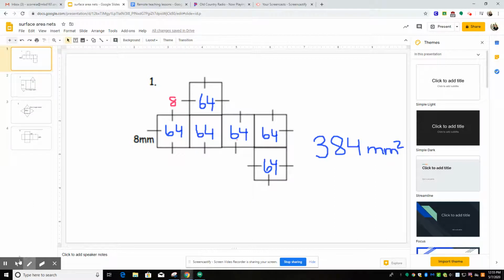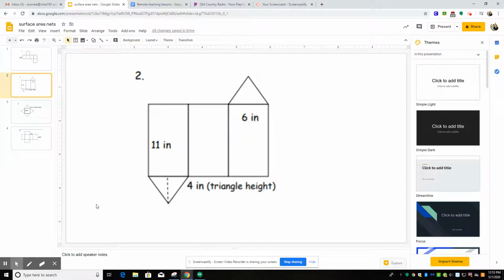Question 2. We have a triangular prism. So we have 3 rectangles and 2 triangles. So doing the same thing, find the area inside each shape. Each of these 3 rectangles are 6 wide and 11 tall. So we would have 11 times 6. What is 11 times 6? 66. So inside each of these, we would have 66.